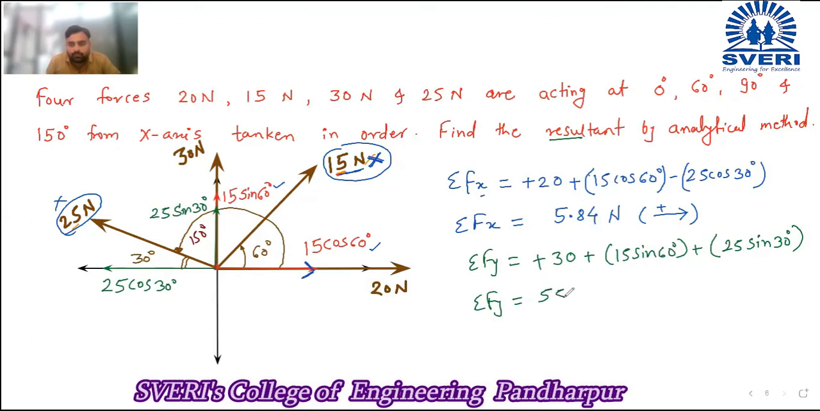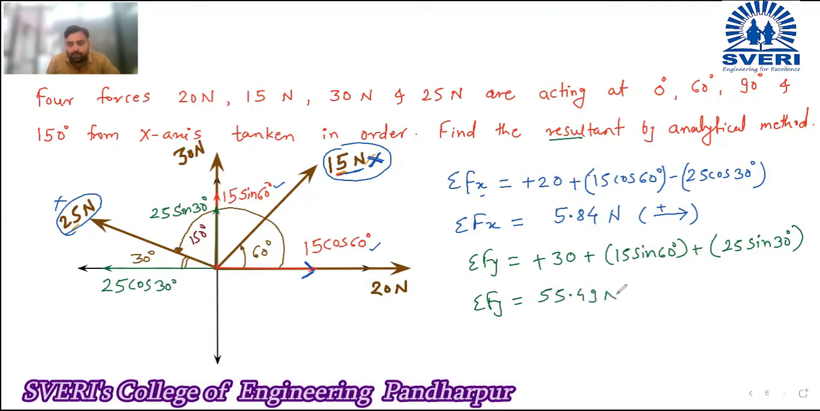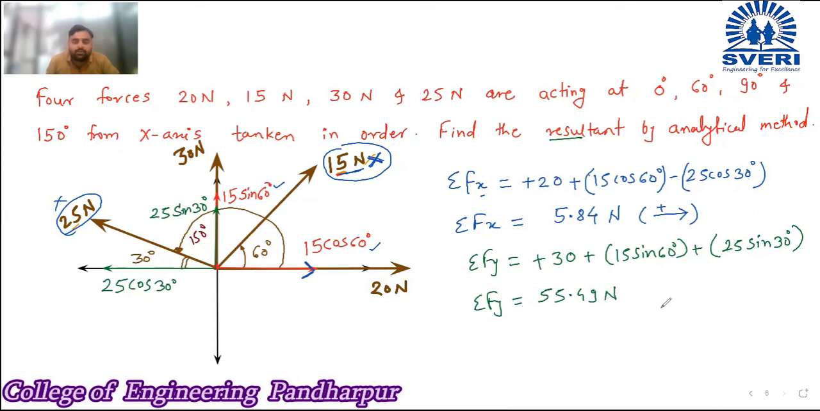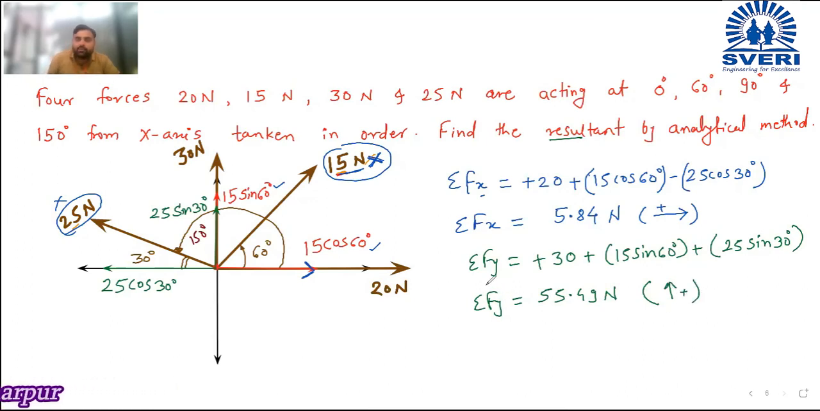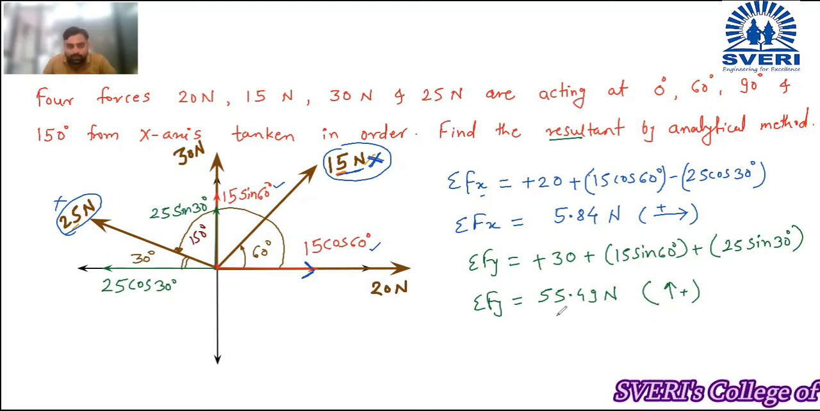55.49. 55.49 Newton. Positive or negative? Positive. So I will show here an arrow upward. Positive, because we have calculated summation Fy and we got a positive answer, so the arrow is upward.